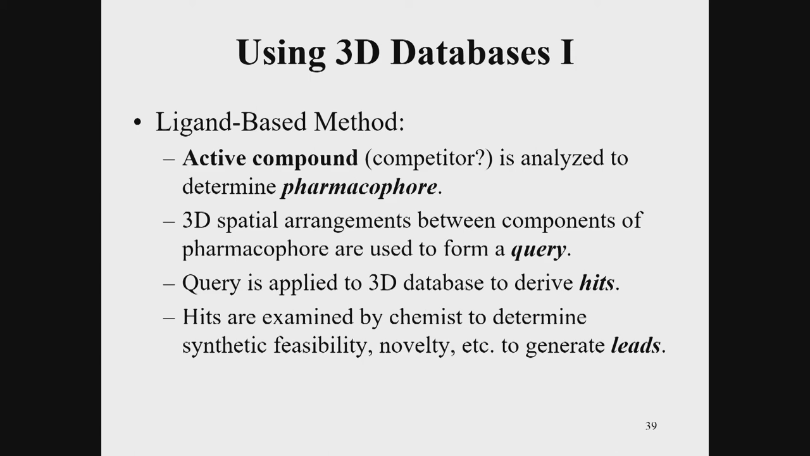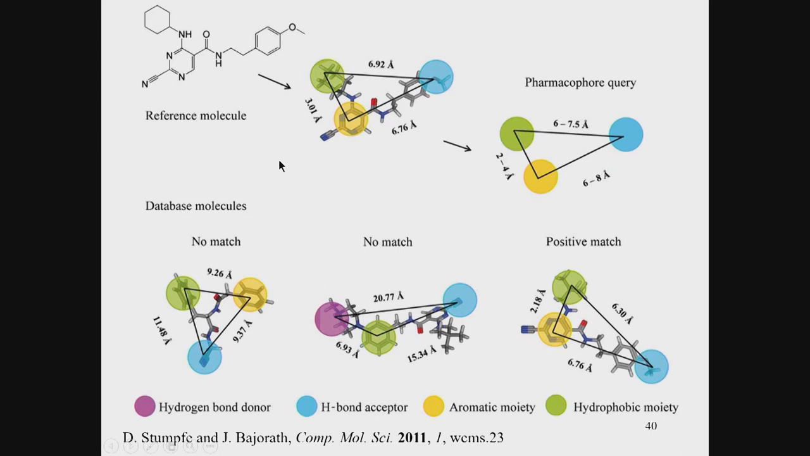So here's an example of that. The molecule up here in the upper left is our reference molecule. Our competitor has this and they're just killing us in the marketplace. We look at it and we say, okay, we think it's hot because it's got this hydrophobic ring up here on the left, the cyclohexyl ring. We like this heterocycle here, and we like this oxygen over here. So those are going to be our three pharmacophore points, here, here, and here.